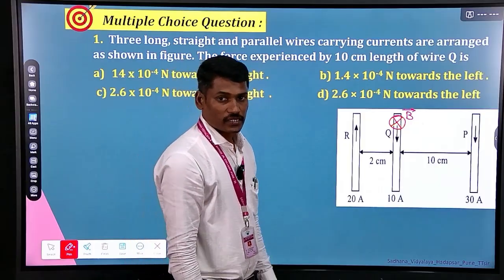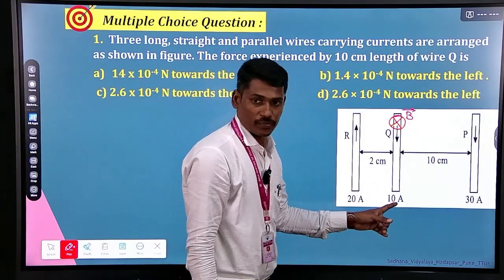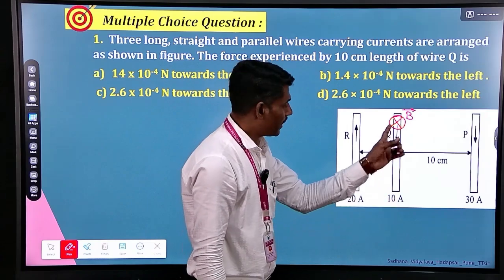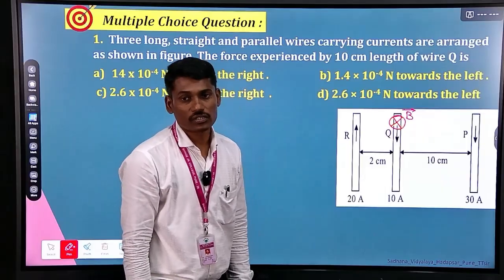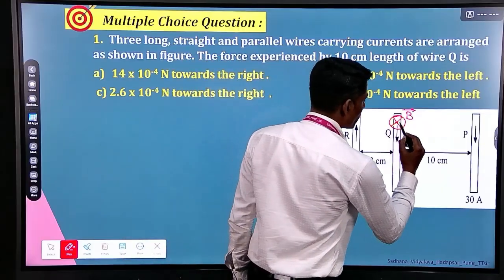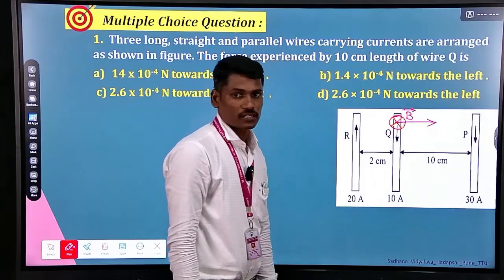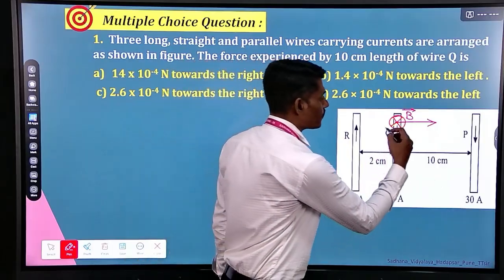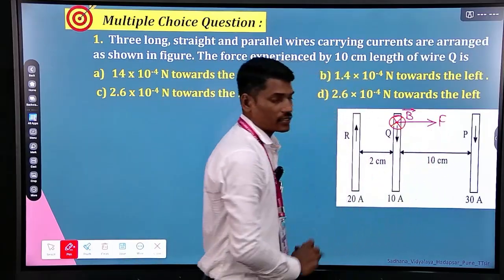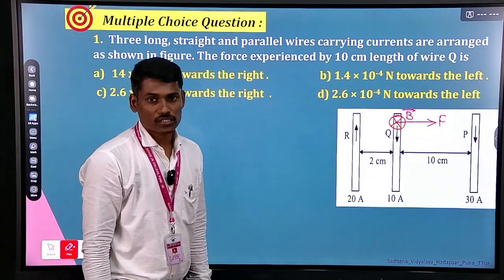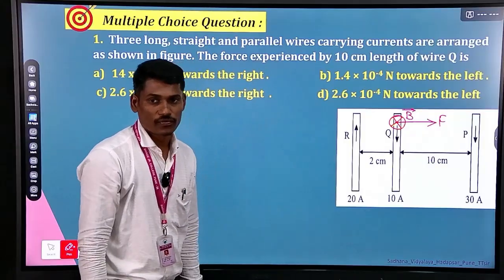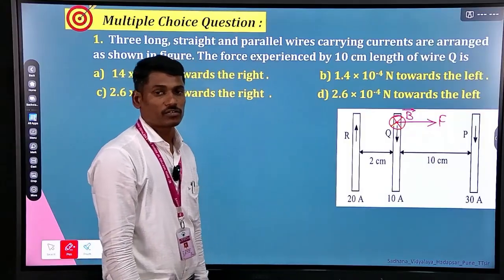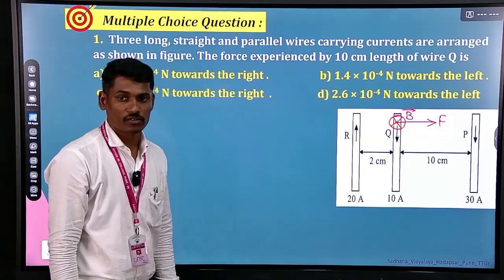Now, suppose 10 ampere is flowing through this conductor and the magnetic field is in inward direction. Therefore, according to the right hand rule, the direction of force is towards the right. This is the direction of the force experienced by the conductor Q. This is on the right hand side. This is the direction of force. Now, we find out the magnitude of that force. Now, what is the magnitude of that force?